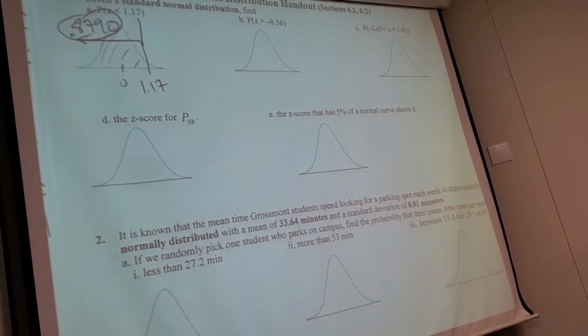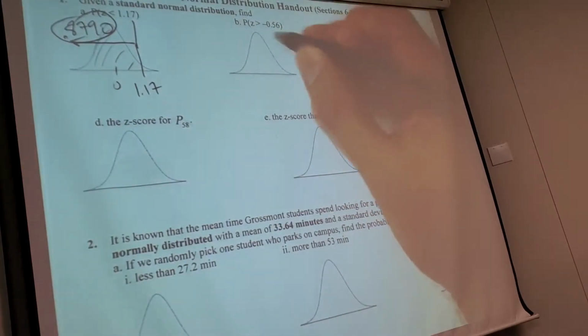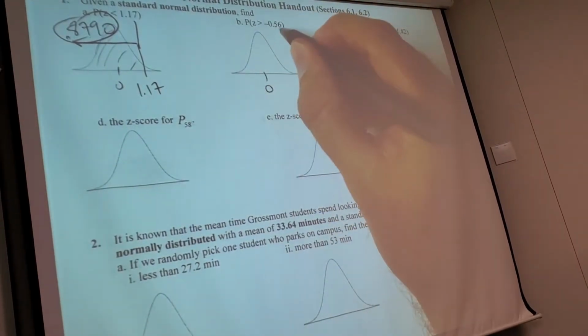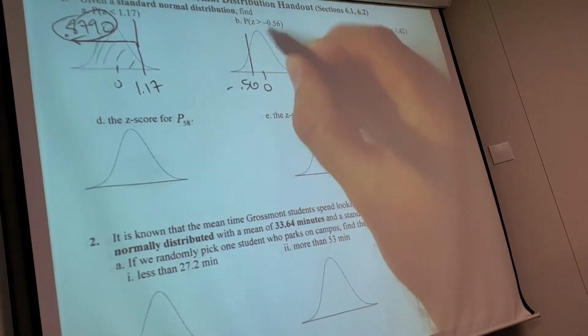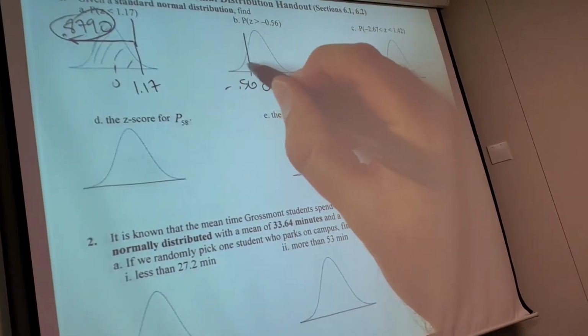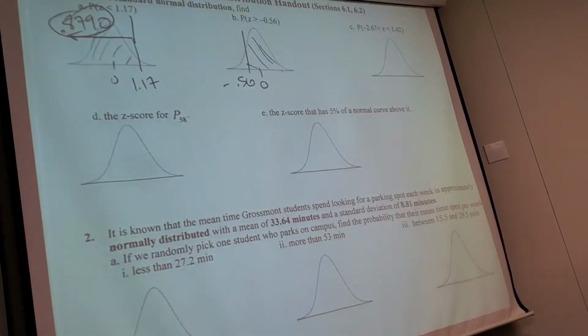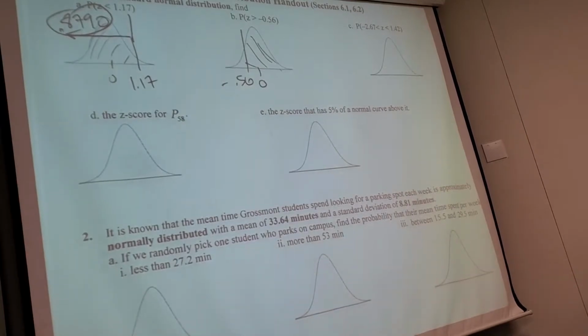Was that a part of this question? No. Could I ask you a question like that? Oh, yeah. All right, so here, again, what goes in the middle? Where's negative 0.56? Right around here. And I want the area that is up here. So already I know it's going to be bigger than 50%.